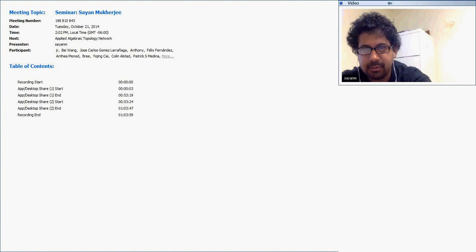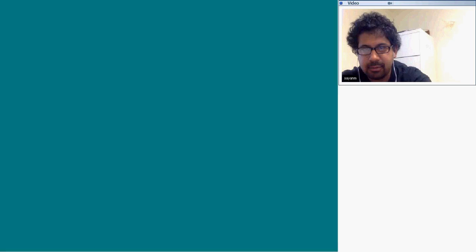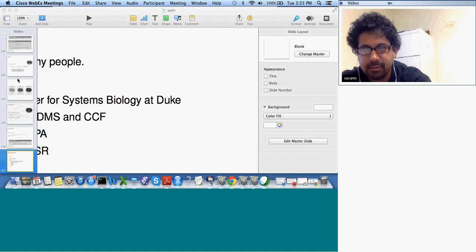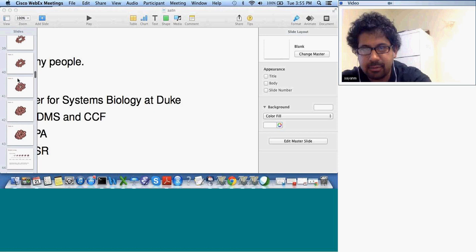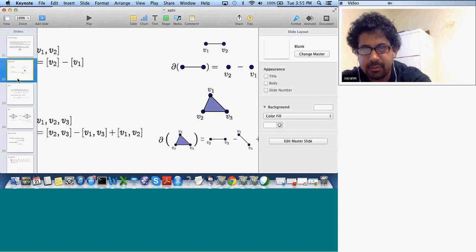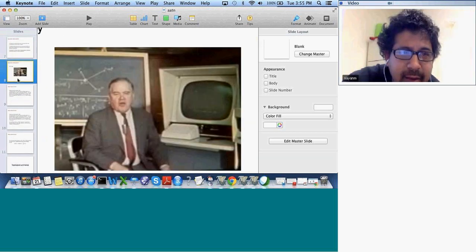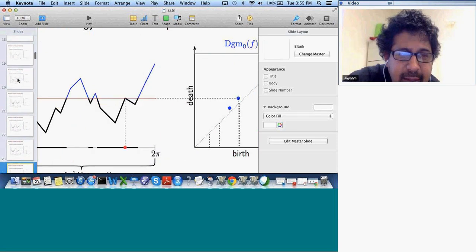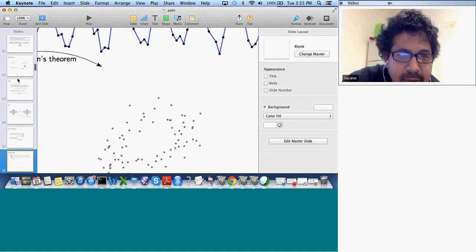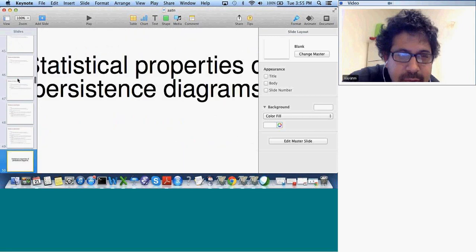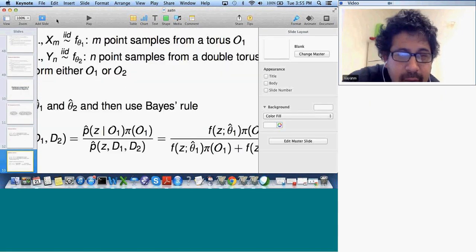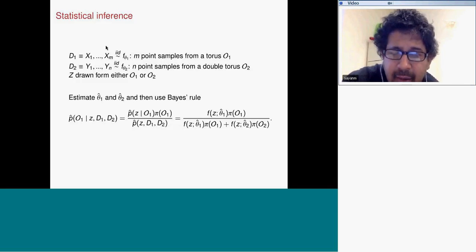Earlier you talked about statistical inference on topological summaries, and about using Bayes to calculate things. Can you say something about the priors for statistical inference? Yeah. So in the example that I gave, the prior is really simple. It's your prior probability of having one object versus the other.